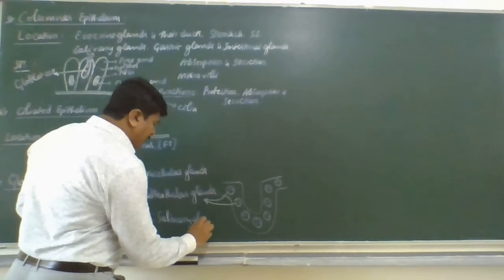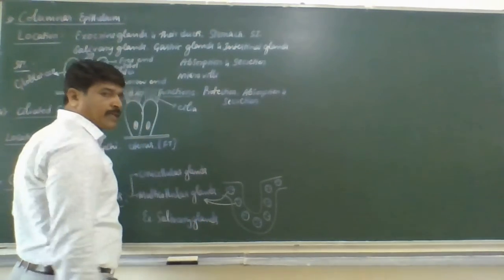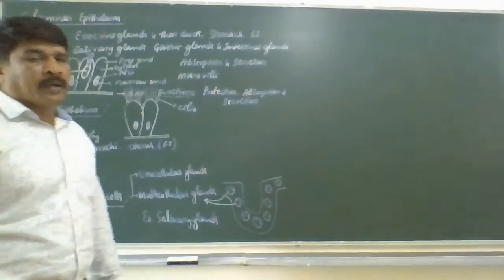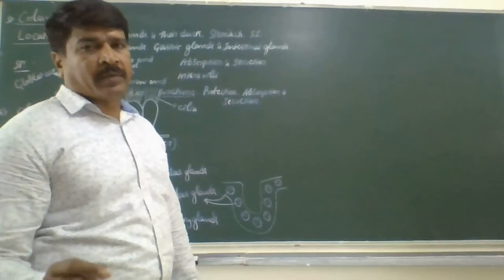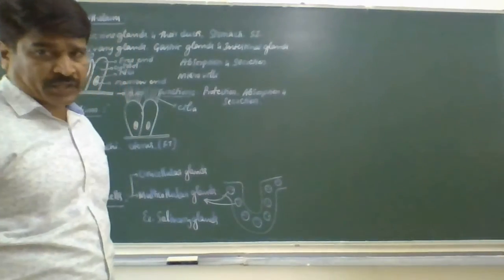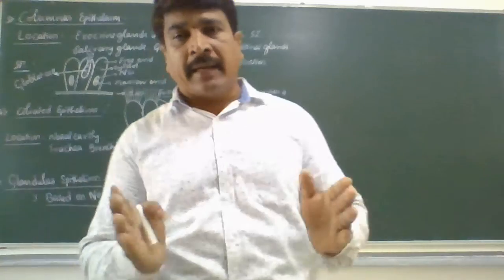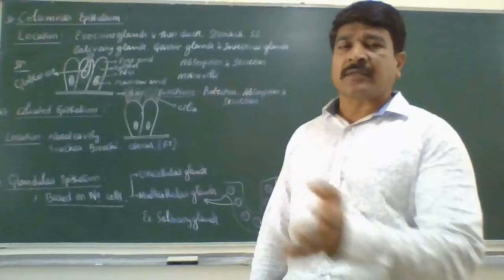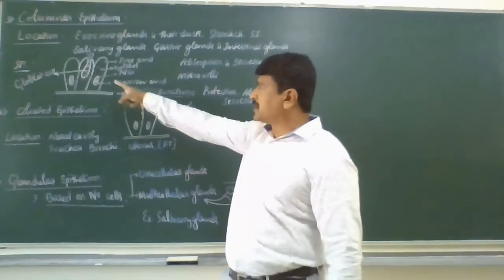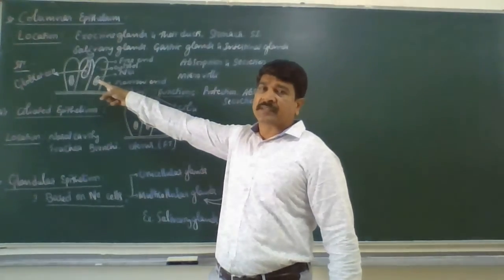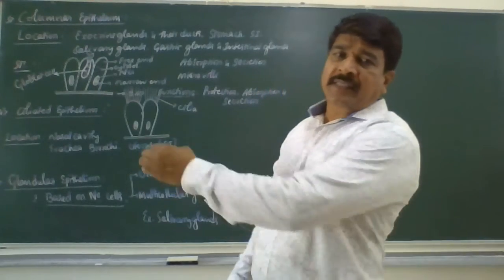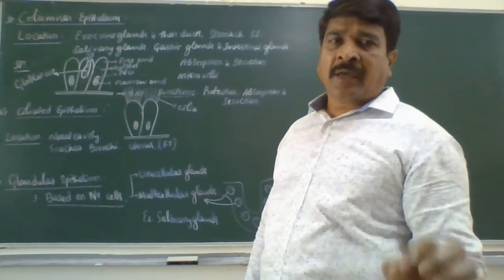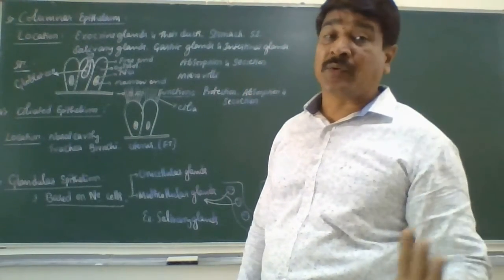Example, salivary glands. You remember this. I think it is very clear. So this is the one system of classification. I'll repeat once again. Glandular epithelium is a modified columnar epithelium specialized for secretion. Based on the number of cells in a layer involved in secretion, it is of two types: unicellular glands and multicellular glands. In a layer of cells, if only one cell is involved in secretion, it is a unicellular gland. Example, goblet cell. It is a specialized wine glass shaped cell meant for the secretion of mucus. That is the unicellular gland.